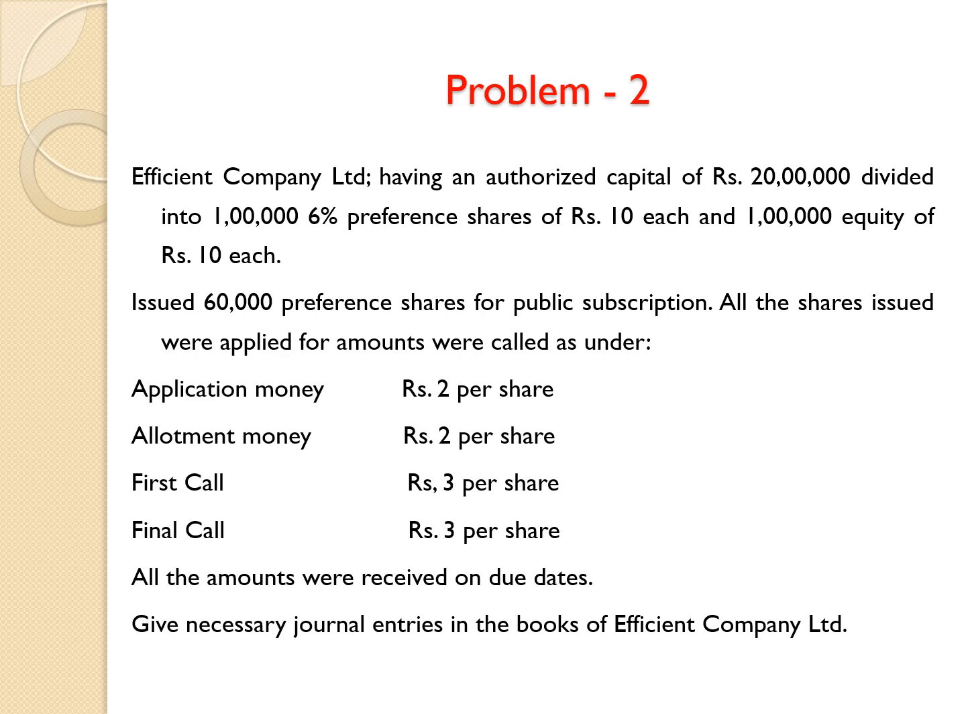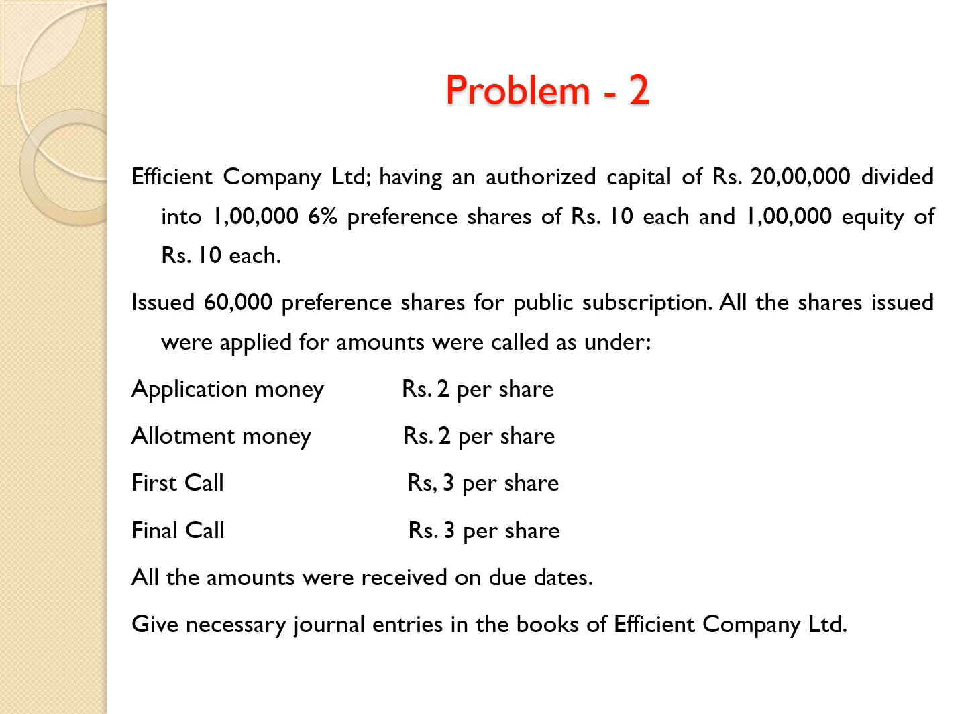So, problem number second. Efficient Company Limited having authorized capital of rupees 20 lakh divided into 1 lakh 6% preference shares of rupees 10 each and 1 lakh equity shares of rupees 10 each. Here, the authorized capital has been divided into two classes of shares. One class is termed as equity shares and another class is termed as preference shares.